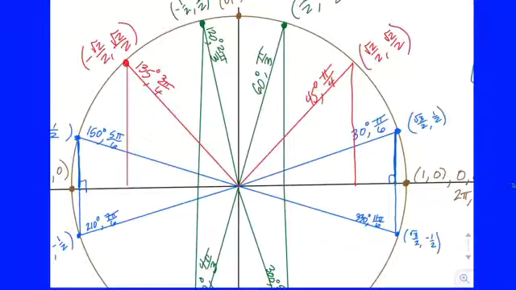All right, so what is cosine of 3 pi fourths? Negative square root of 2 halves. What's sine of 3 pi fourths? Square root of 2 over 2. It sure is.